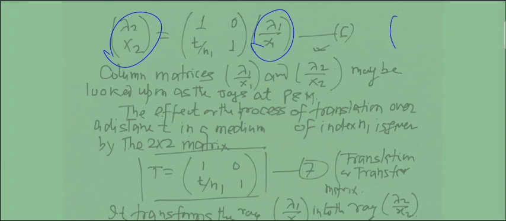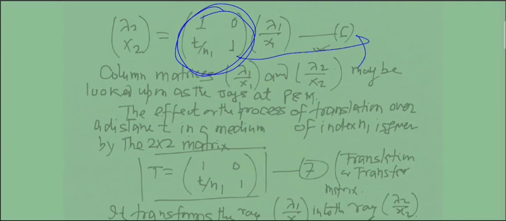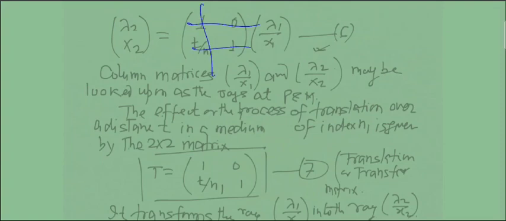So this lambda 1 x1 will be a column matrix, and lambda 2 x2 is also a column matrix. And is this a row matrix or column matrix? This is neither a row matrix nor a column matrix. It is a 2 cross 2 matrix. It has 2 rows and 2 columns. So that's why it is a 2 cross 2 matrix. This is the thing you have to take special care about.